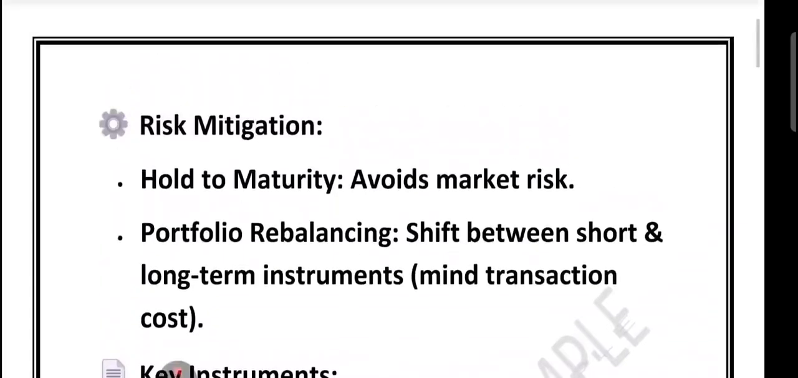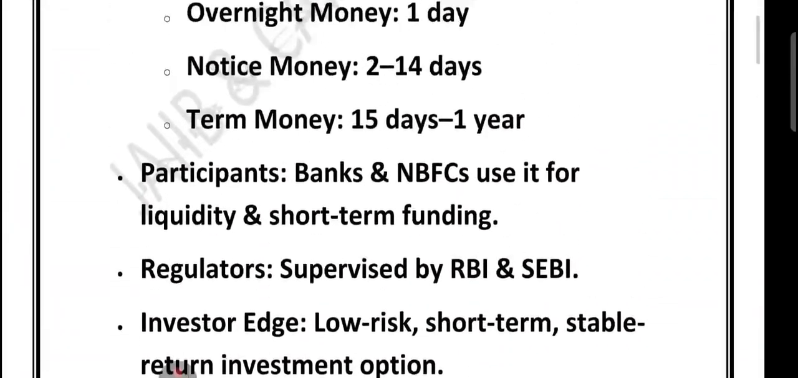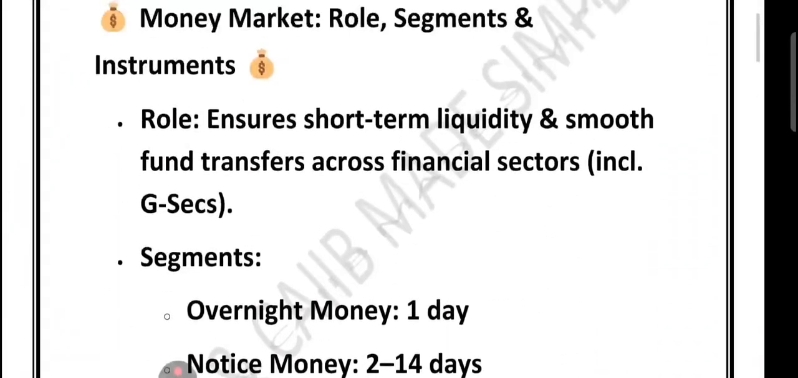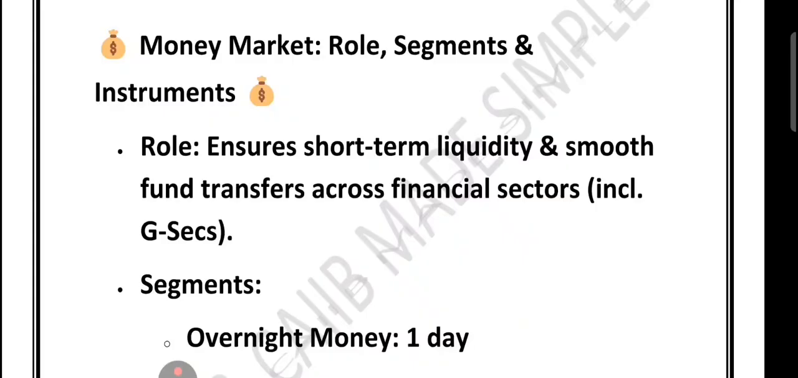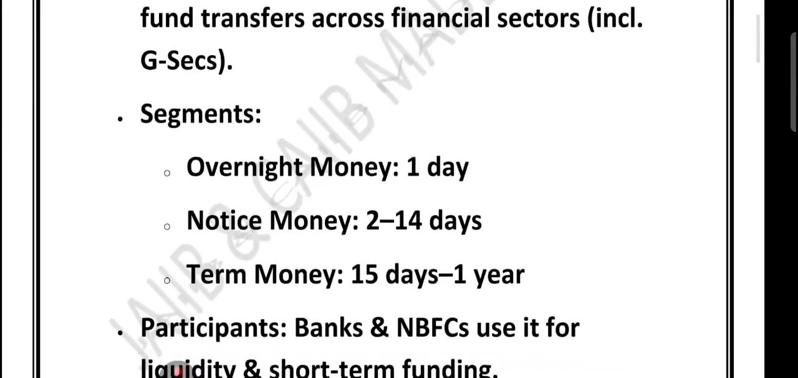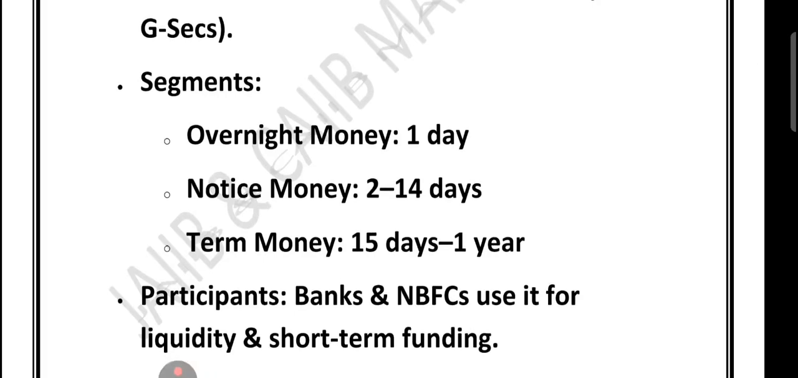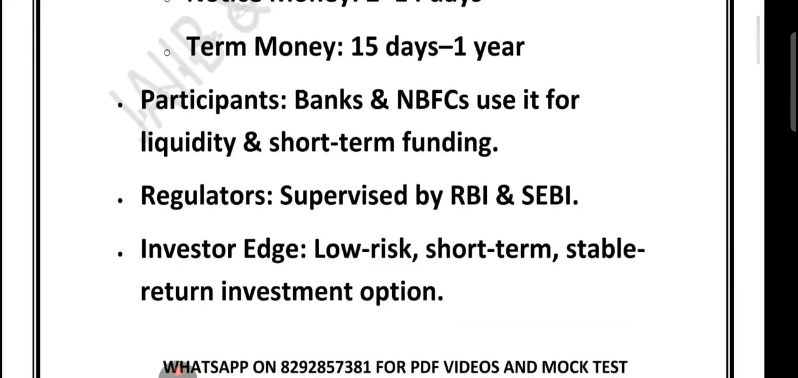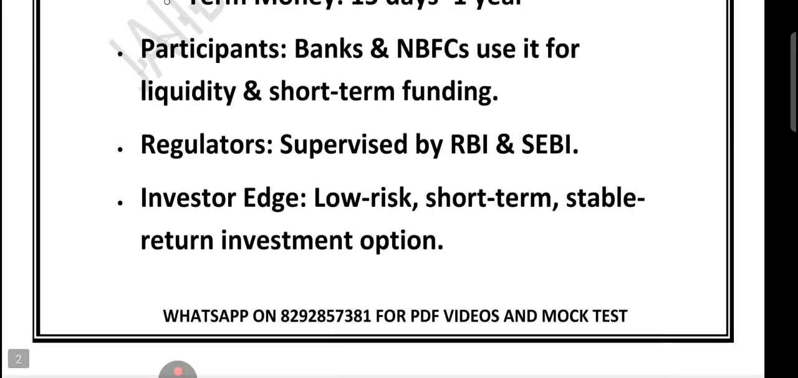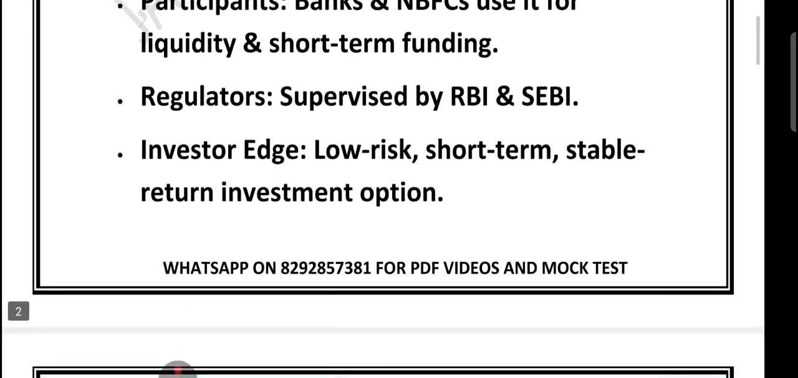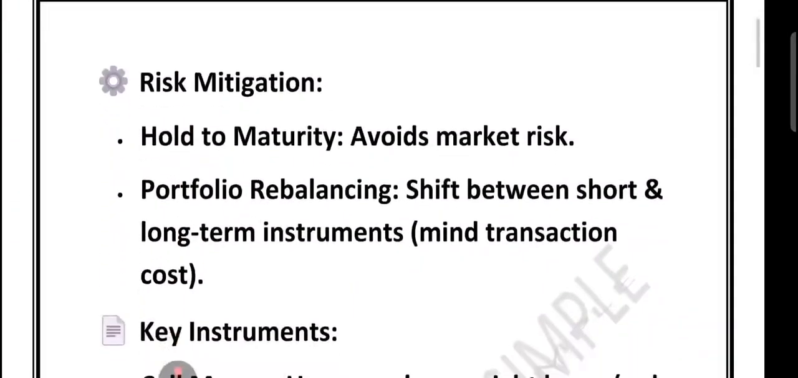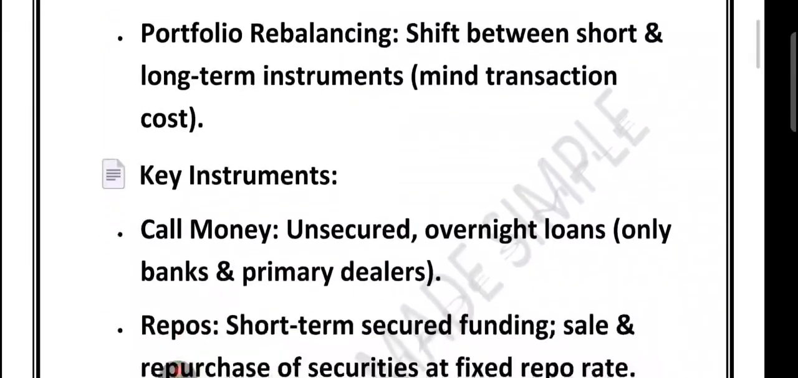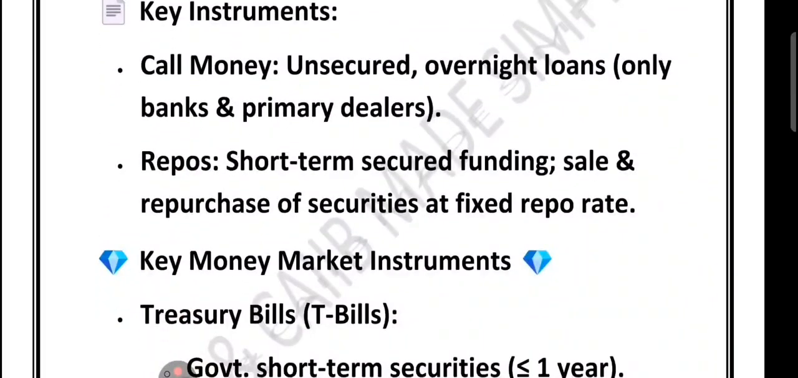So let's summarize what we learned from this particular slide. The key takeaway is that the money market maintains short-term liquidity and fund flow. There are some segments of it: overnight market, notice market, term market, right, term money market. These are the different segments of it. Participants include banks and NBFCs. Regulators are RBI and SEBI. It is a safe, low-risk, short-term investment, right. Key tools are call money and repo. These are the key instruments which are used here.